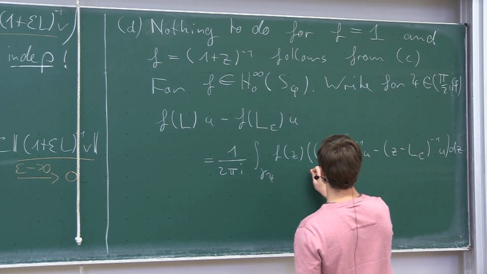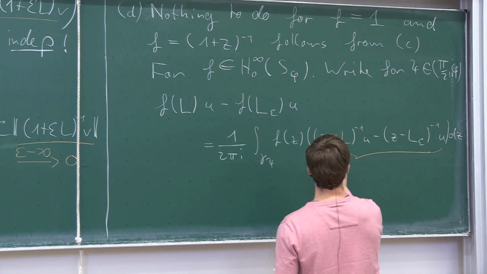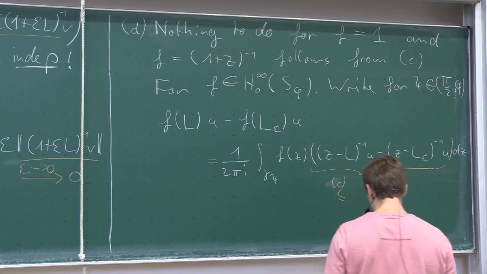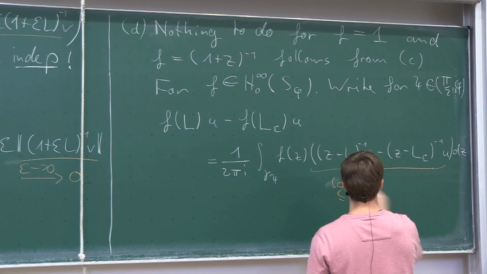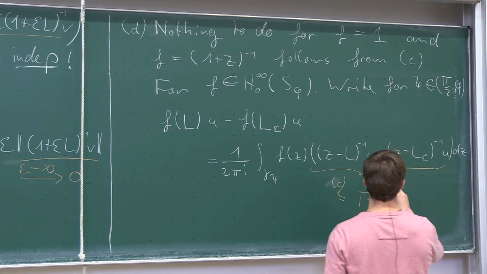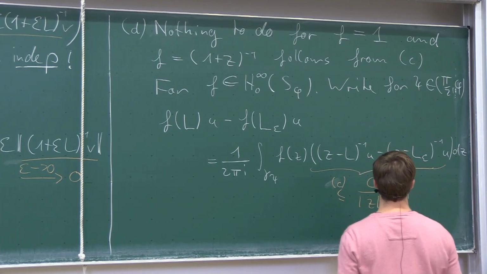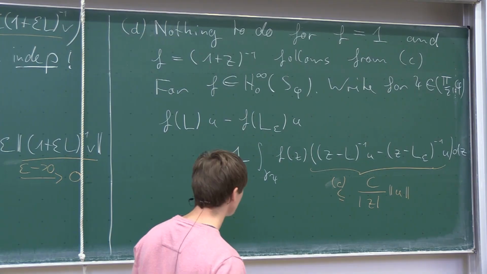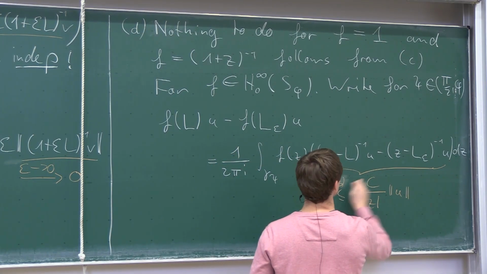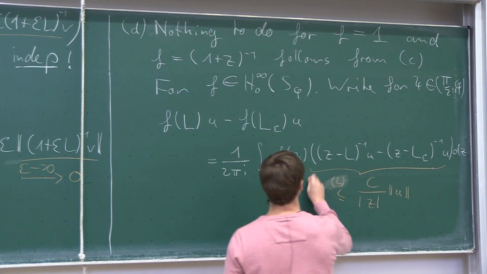So altogether, the resolvent here is controlled by the steps we've done in part C, by a constant C over the modulus of z times the norm of U in the Hilbert space. This is part B here. This is the sectoriality of L epsilon and the m-accretivity. So we also have here part A.